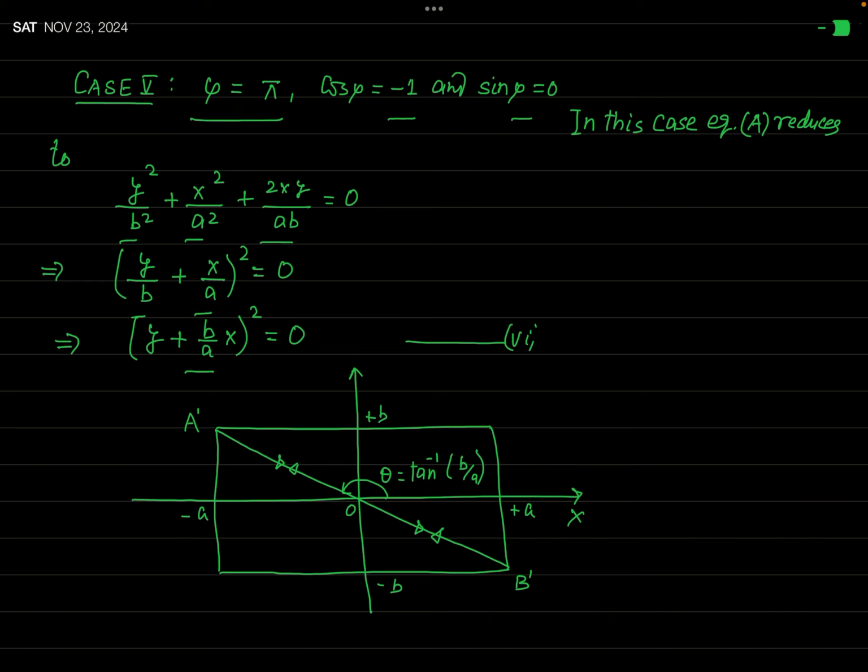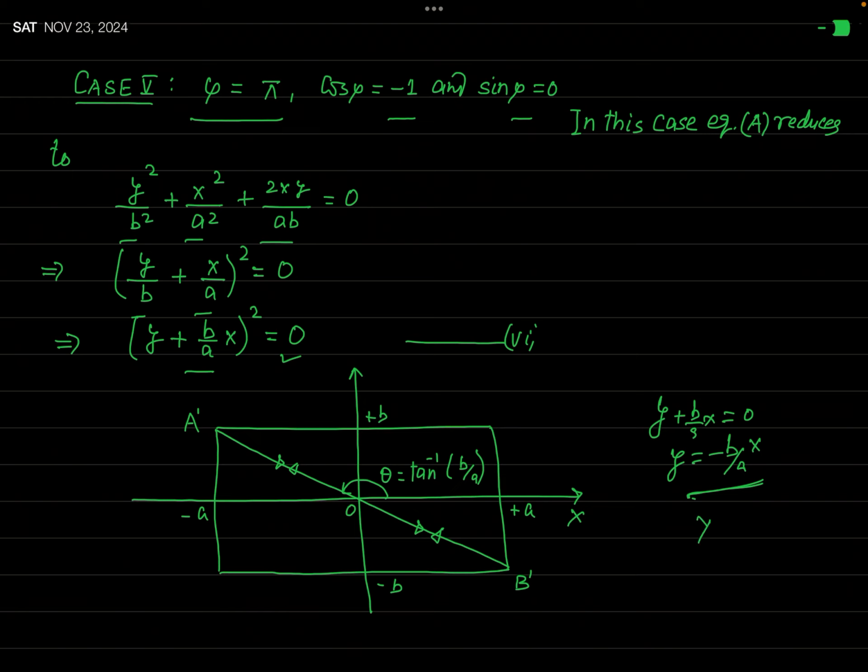Or in another manner you can say that this is y plus b over a times x whole square equal to 0. Again you can see this equation actually represents a pair of coincident straight lines whose equation will be y plus b by a into x equal to 0, that is y equal to minus b over a into x. So this equation, due to the square, represents a pair of straight lines which are coincident. And the equation of this straight line will be y equal to minus b over a times x.